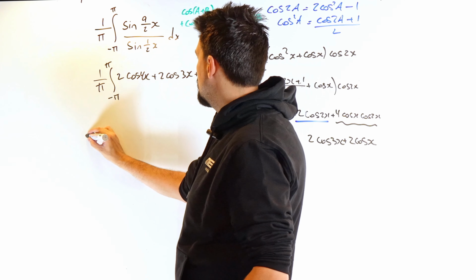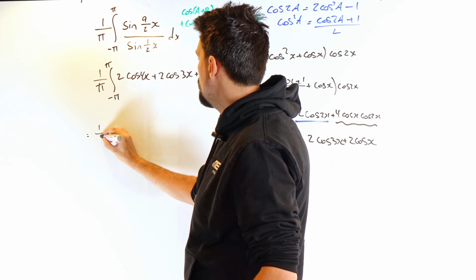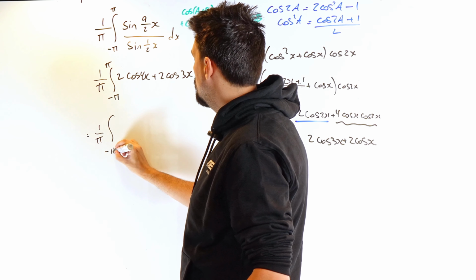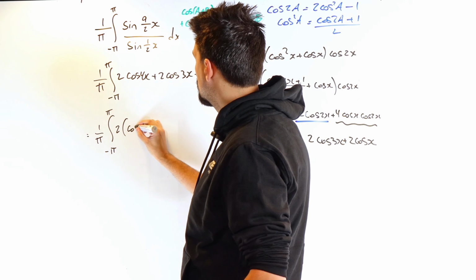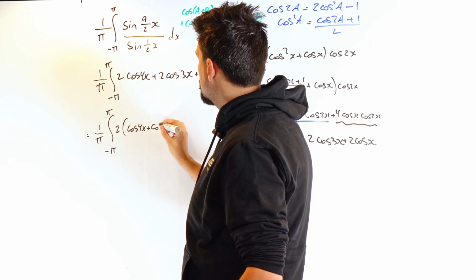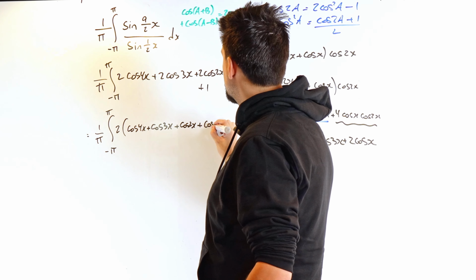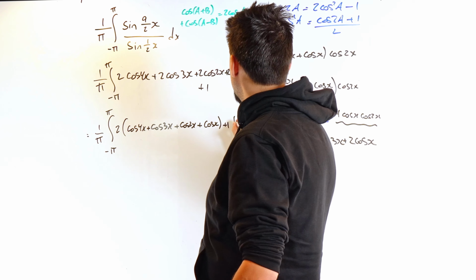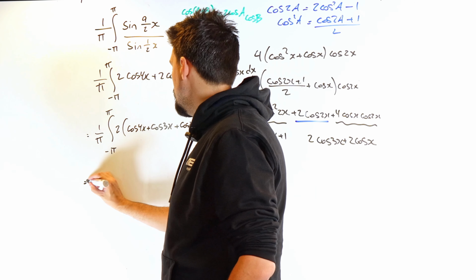Again, let's tidy that up just a little bit. So that is 1 over pi, the integral from minus pi to pi, of 2 times cos 4x, cos 3x, cos 2x, cos x, plus 1, dx. So now we need to integrate that.